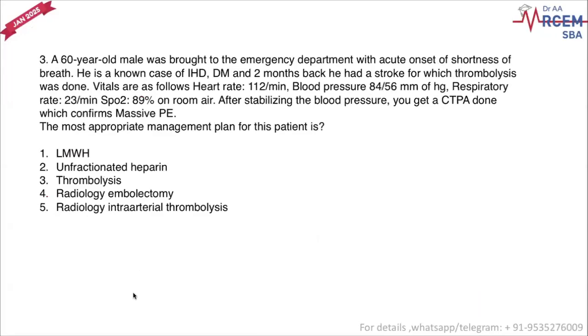A 60-year-old male was brought to the emergency department with acute shortness of breath. He is a known case of IHD, and 2 months back he had a stroke for which thrombolysis was done. Vitals: hypotension is present, quite significant. Systolic blood pressure is less than 90, so I can call him hemodynamically unstable. After stabilizing the blood pressure, you get a CTPA done, which confirms a massive PE. What is the most appropriate management plan for this patient?